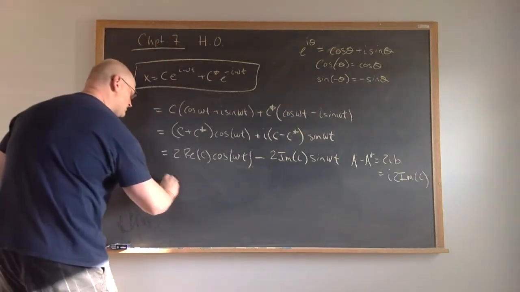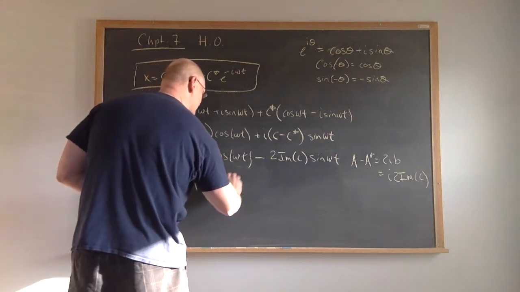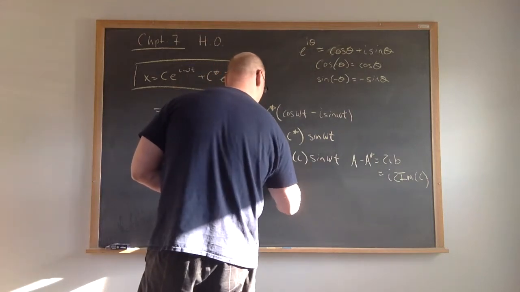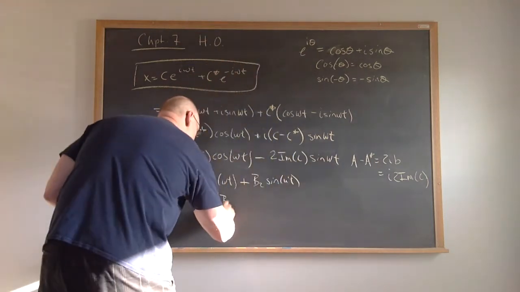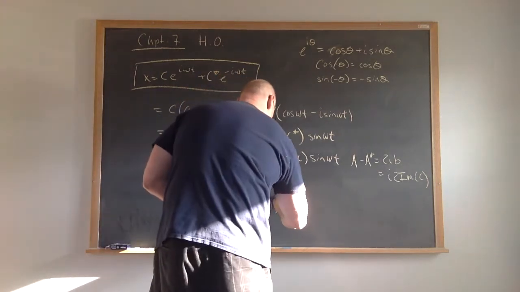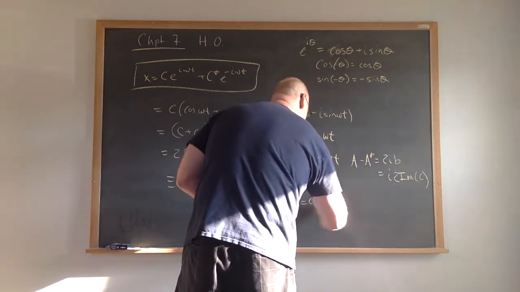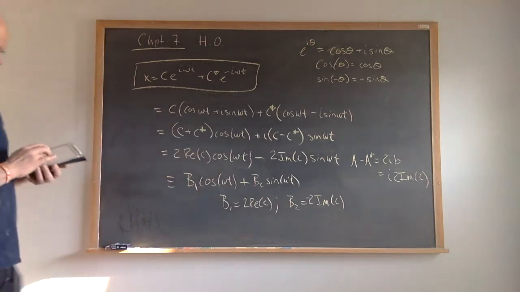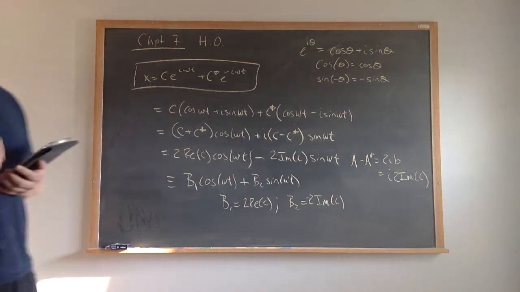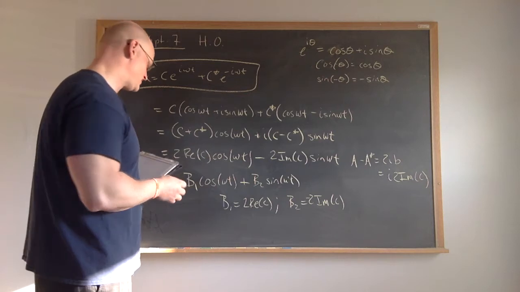So from here, we can now define this to be some new coefficient b1 times cosine of omega t plus some new coefficient b2 times sine of omega t, where b1 is equal to twice the real part of c, and b2 is equal to twice the imaginary part of c with a negative sign. So good. This is the typical way that you've seen it. This is how we wrote it down before when we worked in something like Physics 205.